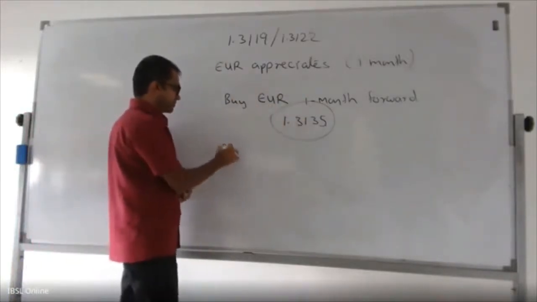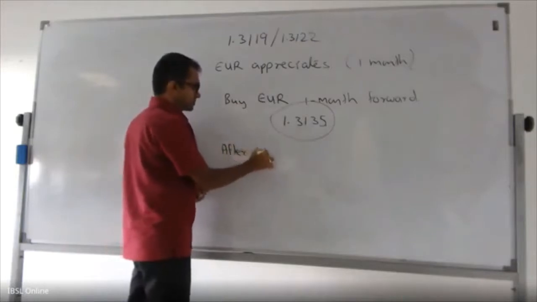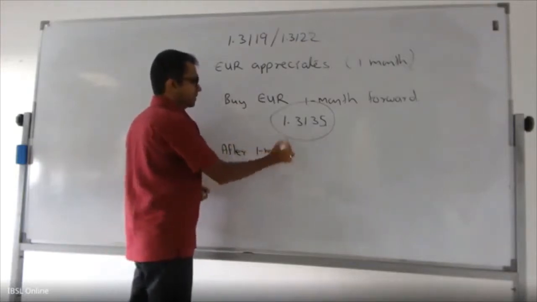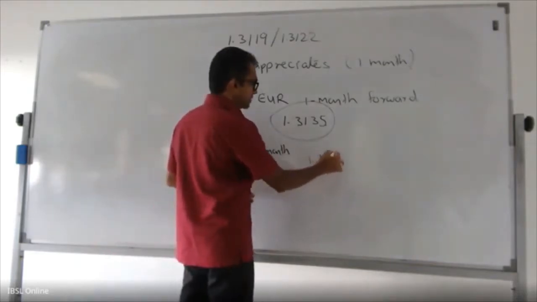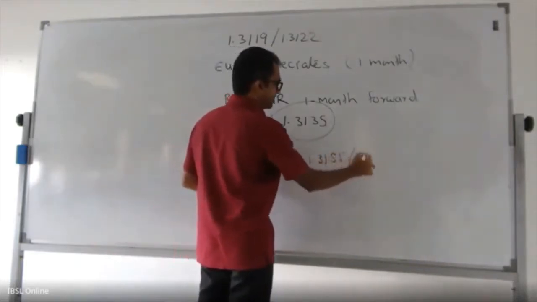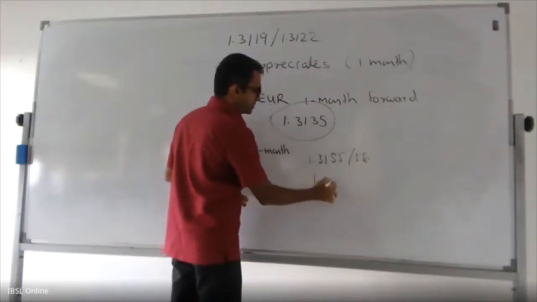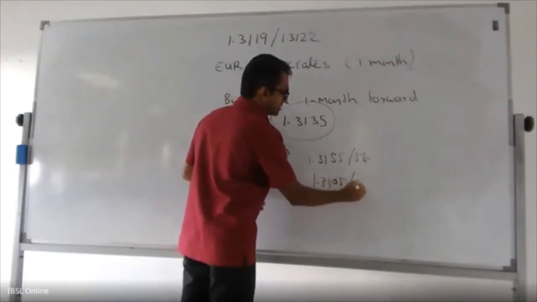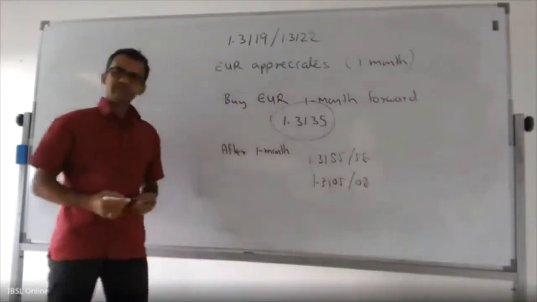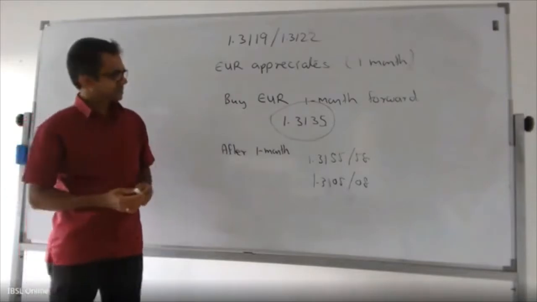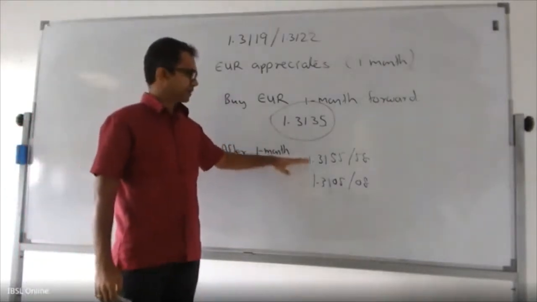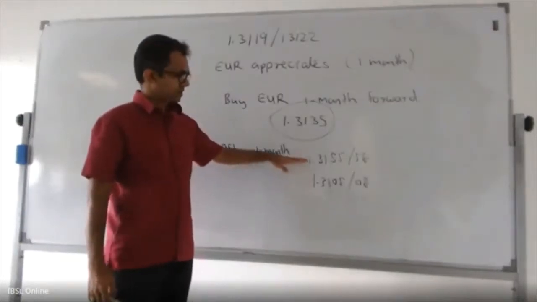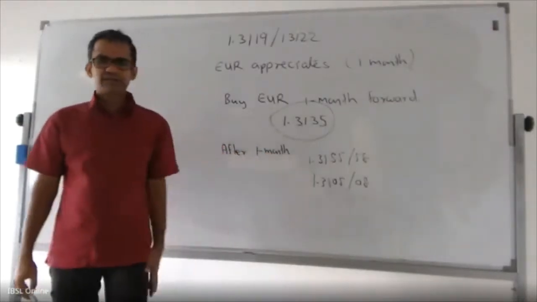After 1 month, assume again 1.3155 or 1.3105. After 1 month, again, the outcome would be one of these. Either the euro has appreciated or the euro has depreciated.